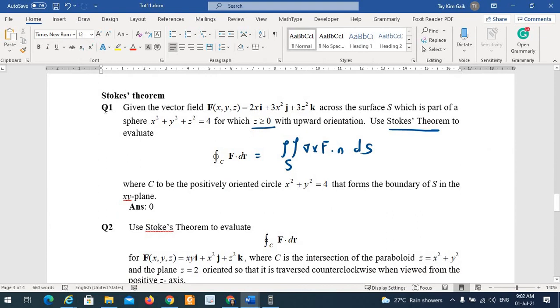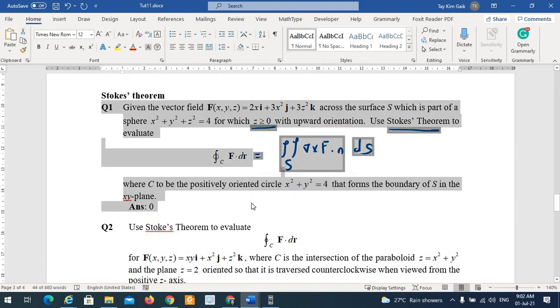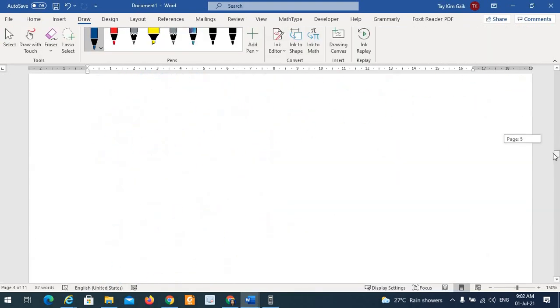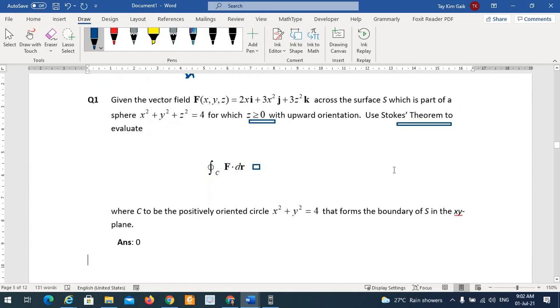So question 1. Okay, for the Stokes theorem, take question 1. Given the vector field F(x,y,z) equal to 2x i plus 3x squared y j plus 3z squared k across the surface S, which is part of the field x squared plus y squared plus z squared equal to 4, for which z is greater than or equal to 0.